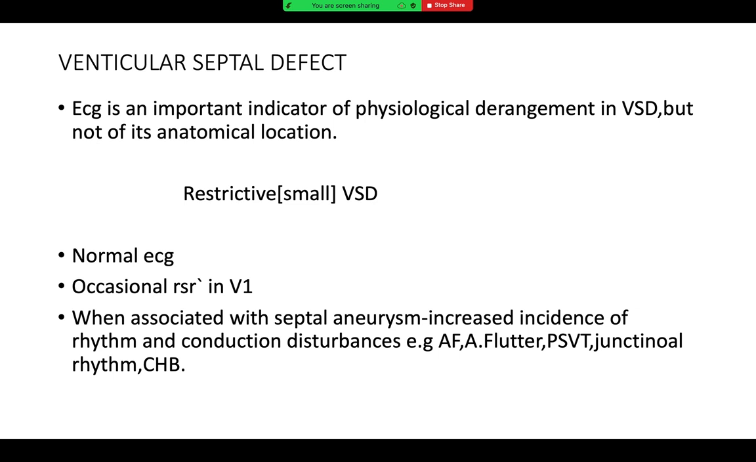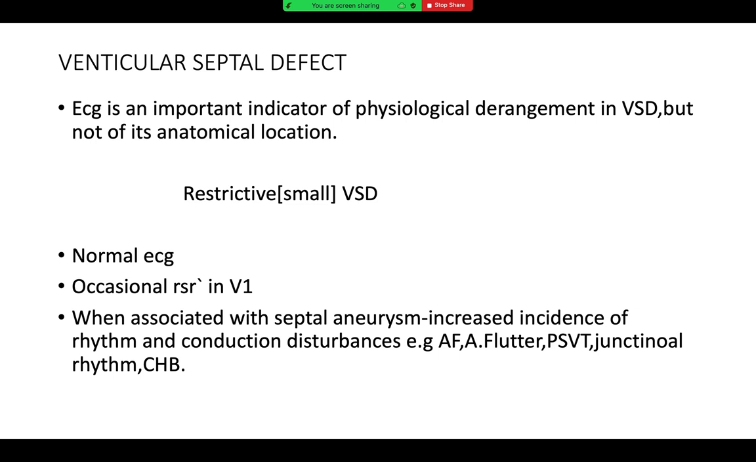So what is so characteristic about ventricular septal defect? We all are aware that there is a physiological derangement in the ventricular wall. It can be of further different types. If it is small, it will be restrictive. It can be restrictive or moderately restrictive. So there can be different types of that.